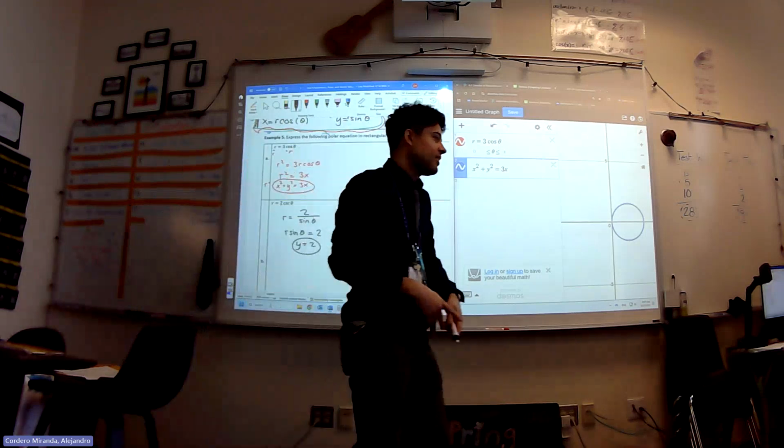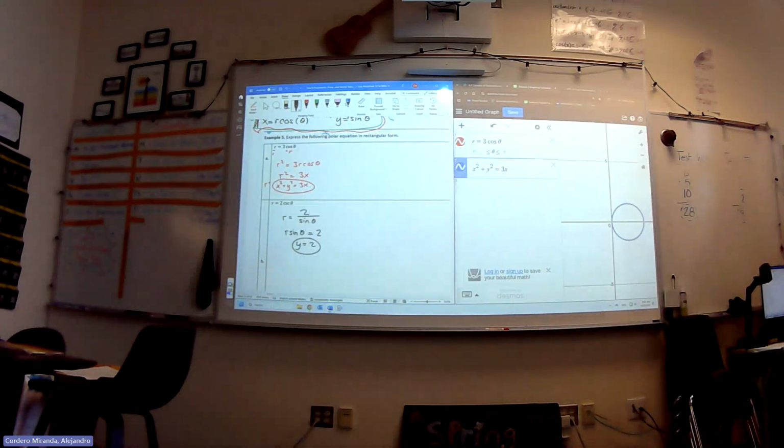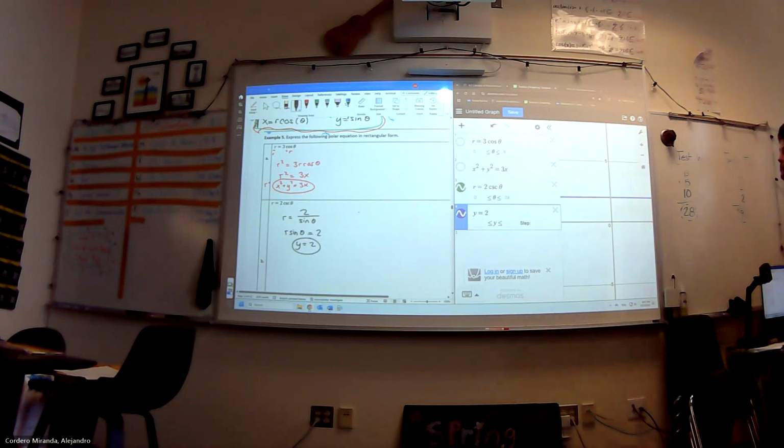Let me make sure we did that right. I go to Desmos. I type it, well, first I type y equals 2. Then I say r equals 2 cosecant of theta. Boom, straight line, y equals 2. Boom, straight line in the same place. So we did it right.